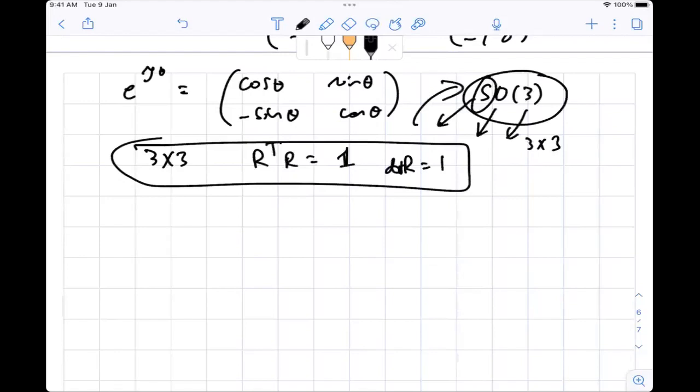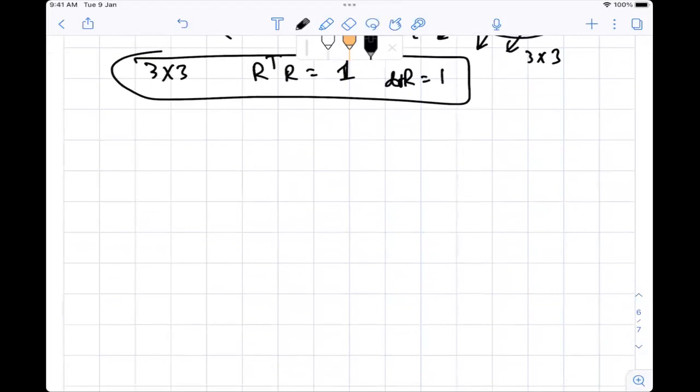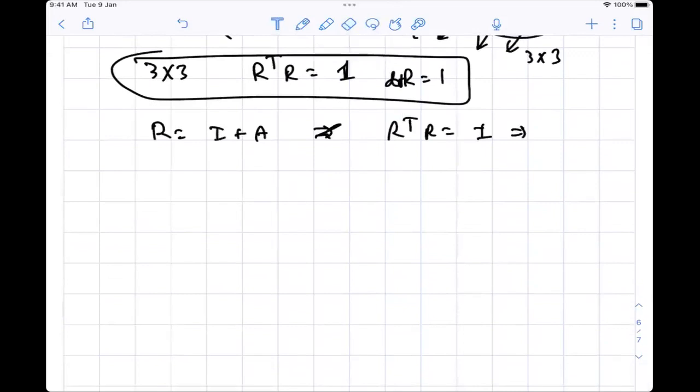Okay. So I'll again use the same thing, that I'll do whatever rotation I want to do with the help of a very small change. So I'll write it as I plus A, and then I'll again use those conditions, because R transpose R equals I will lead me to A transpose plus A equals minus I. But now, since these are 3 cross 3 matrices, there are 3 such generators.